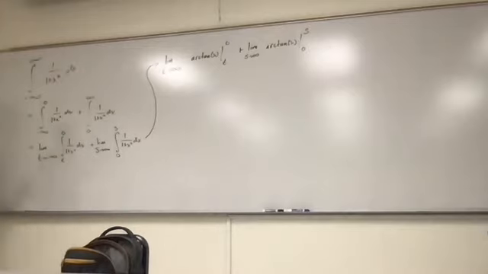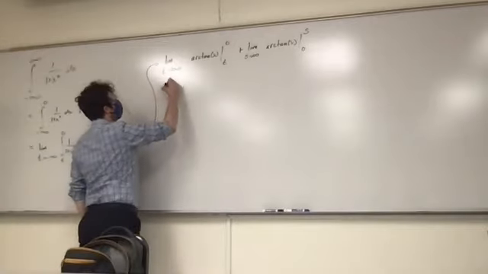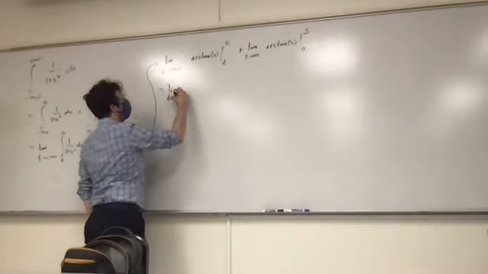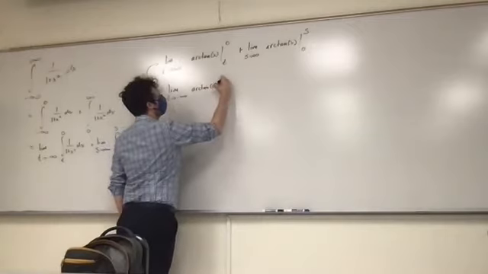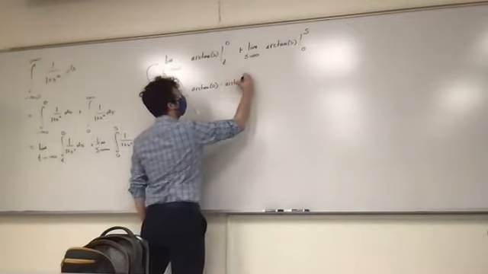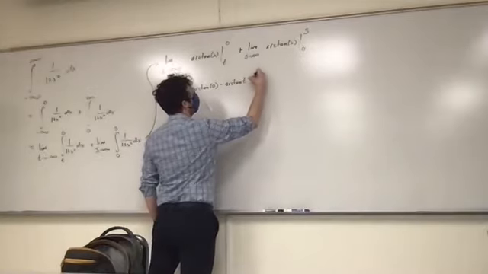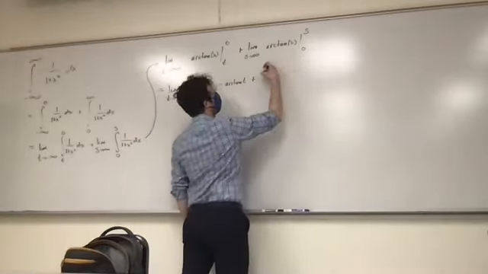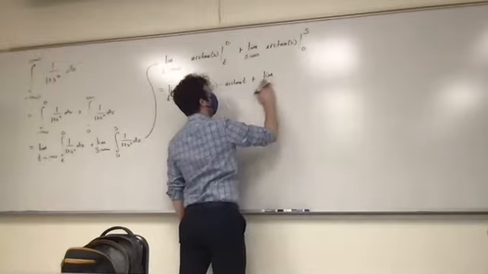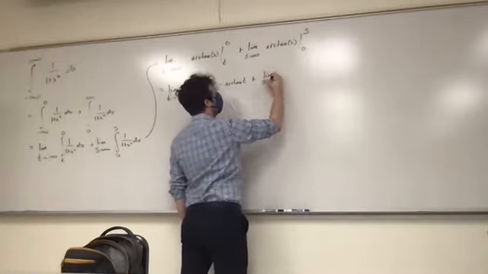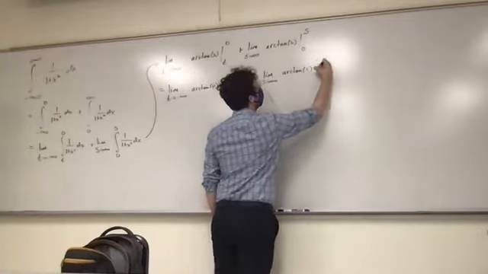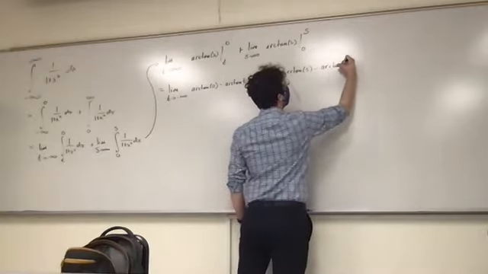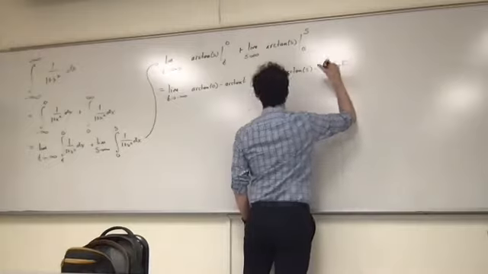And the next step is to evaluate these things in. Our first one is the limit as t goes to minus infinity of arctangent of 0 minus arctangent of t, and then plus our second limit, which is the limit as s goes to infinity of arctangent of s minus arctangent of 0.